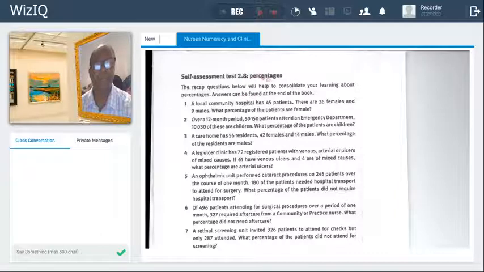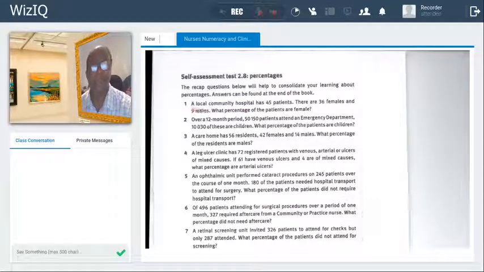The title is percentages. It says the recap questions below will help to consolidate your learning about percentages, and you can double check the answers at the end of the book. So you need to have that book in order to check these answers. Okay, let's look at question number 1.